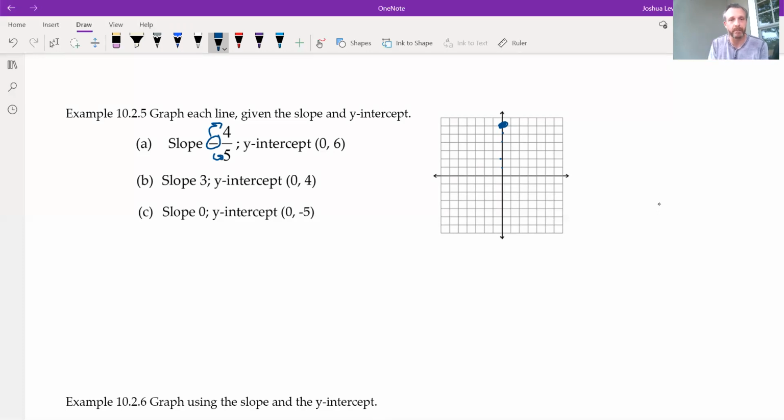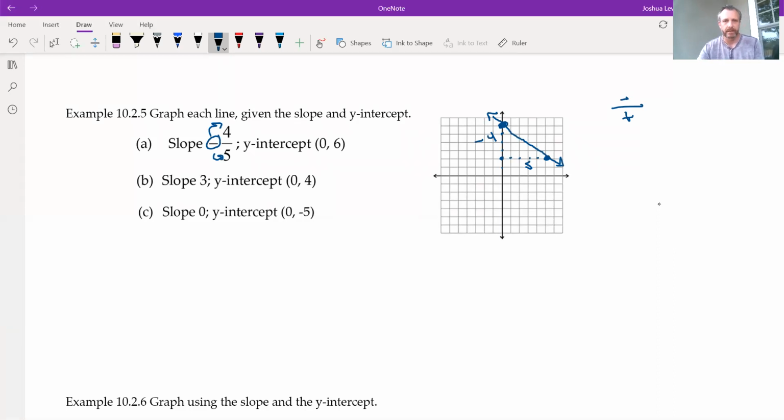It doesn't matter. So what I'm going to do, just because of the constraints of the graph, right? If I went up 4, I'd run out of room. So I'm going to go down 4. 1, 2, 3, 4. So that's my negative direction, right? I'm going to go negative over positive. And then I'm going to go right, 1, 2, 3, 4, 5, okay? And there's my line, okay? I went down 4, I went right 5.